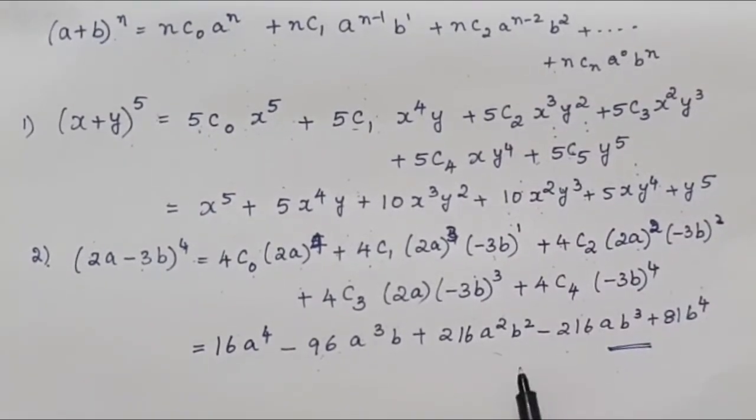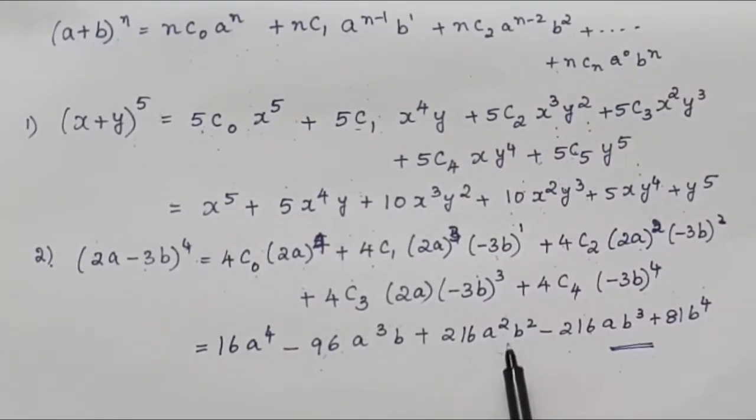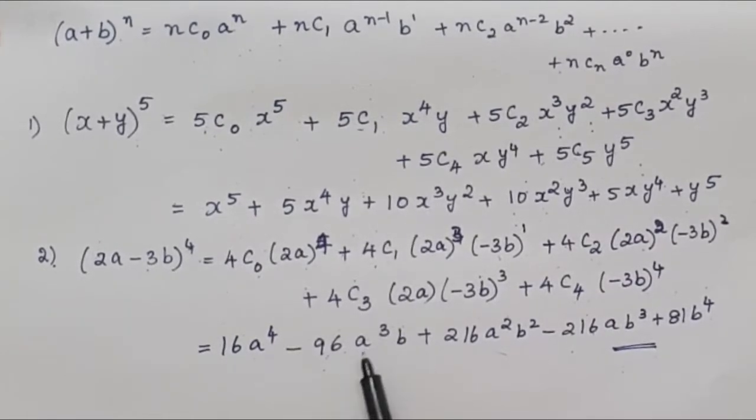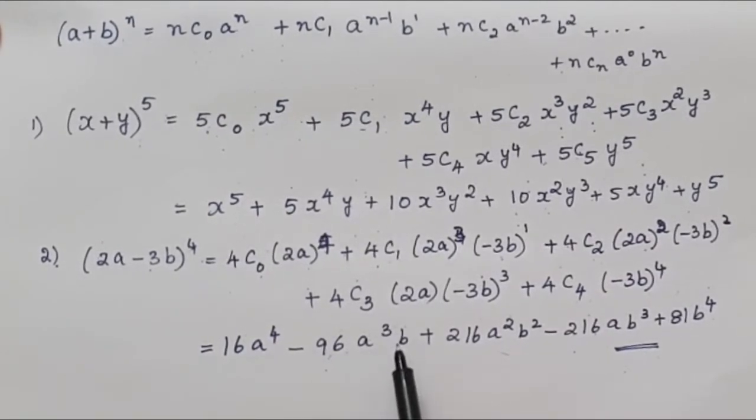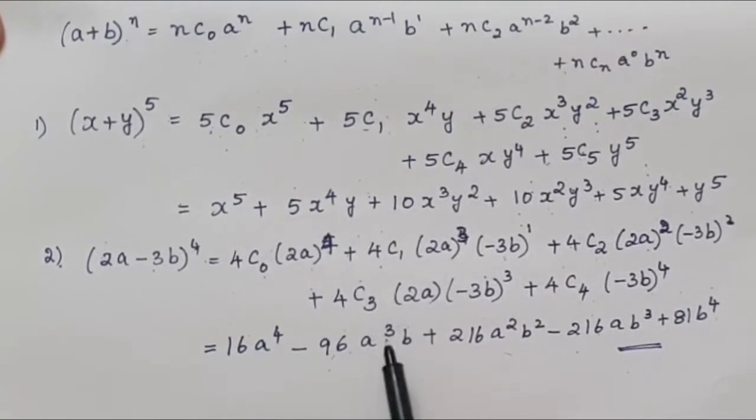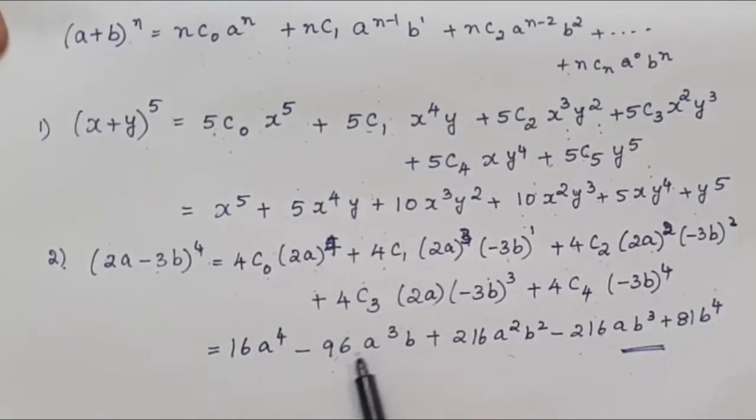In this question, you see the coefficient of a squared b squared is 216. The coefficient of a cube b will be equal to minus 96. The number which is before the term is called the coefficient.